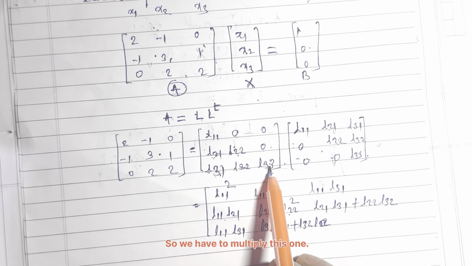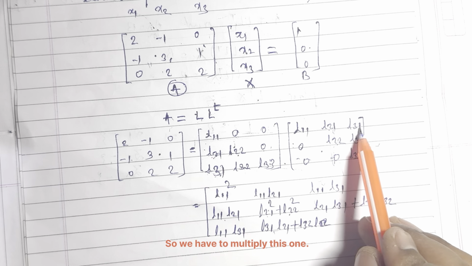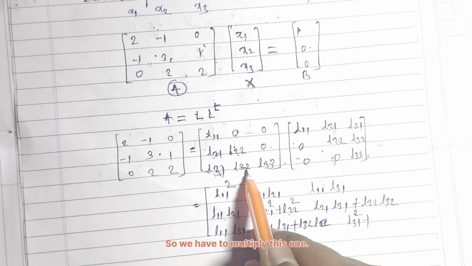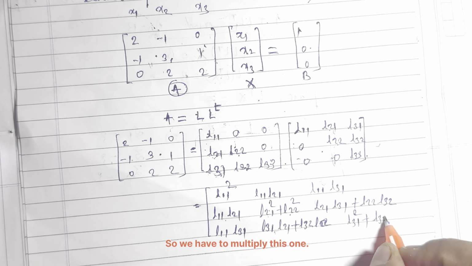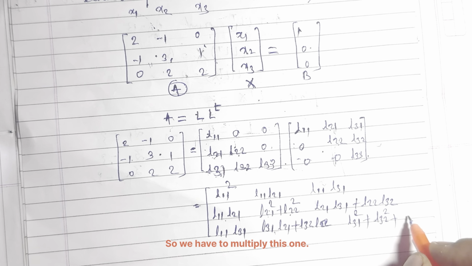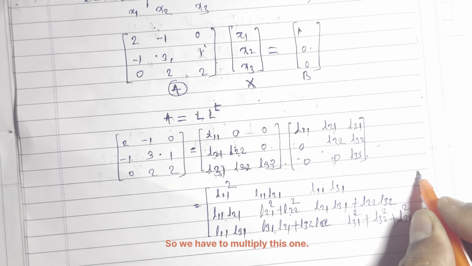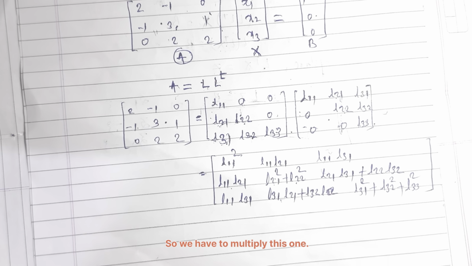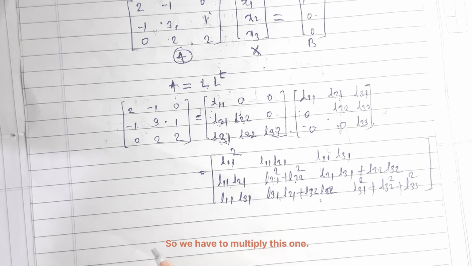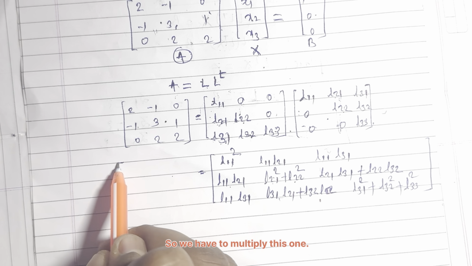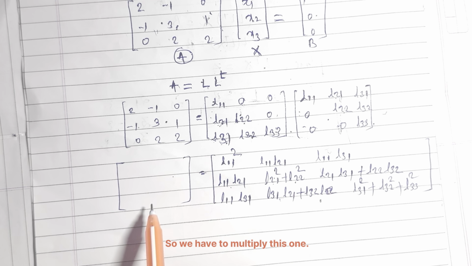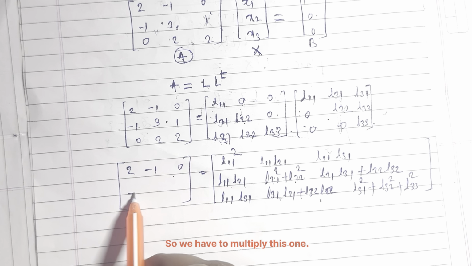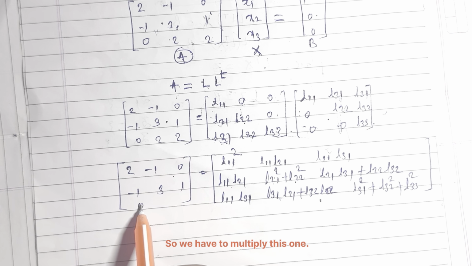So multiply this row into this column: L31 square plus L32 square plus L33 square. Okay, so we have this matrix as matrix A. So what is the matrix A we have here? Write down the matrix A so that we can equate the elements easily: 2, minus 1, 0, minus 1, 3, 1, 0, 2, 2.